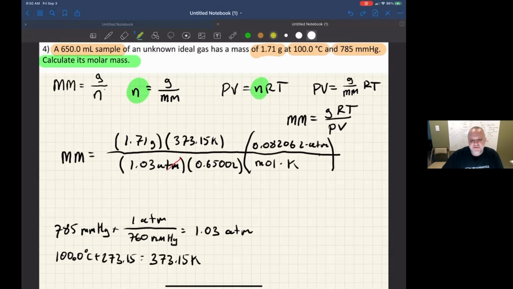Let's take a look. Atmospheres cancels with atmospheres, Kelvin with Kelvin, liters with liters. And that leaves me with units of grams divided by mole. And that's what I want because that's the units of molar mass. So putting this into my calculator, I get that the molar mass is 78.2 grams per mole. And that's the final answer.